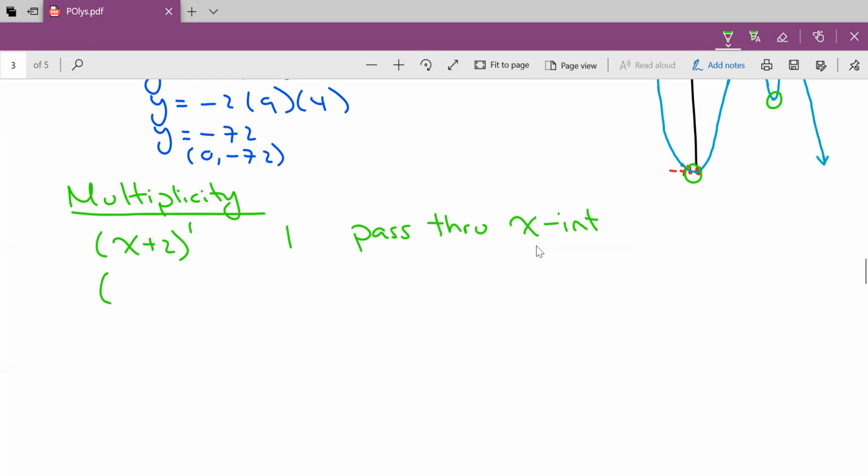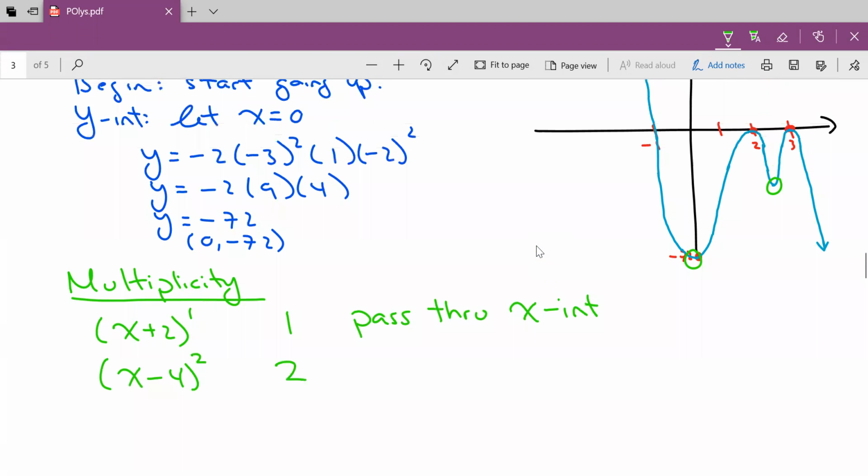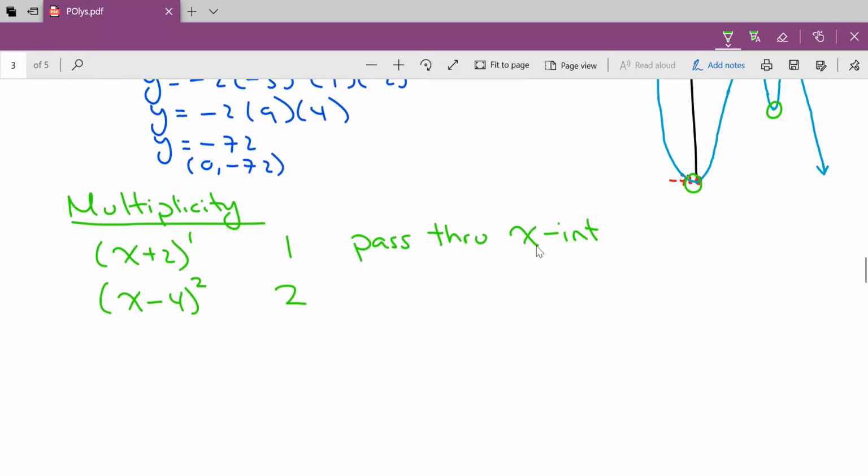If I had a factor of x minus 4 squared, I would have multiplicity 2. What's going to happen, when I drew this graph here, I said, okay, it comes up to the x-axis and it bounces. That's kind of what it looks like it's doing, but I need you to know the proper term for that. It touches the x-axis and it bounces off. The proper term is a point of tangency. If you want to think of it in your own mind as bouncing off, that's fine. But don't ever write that on a test.